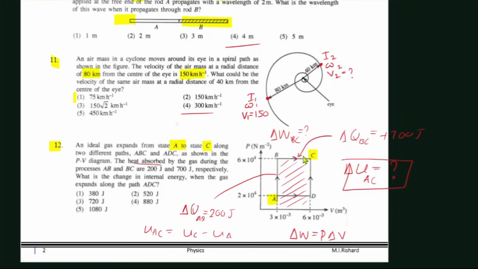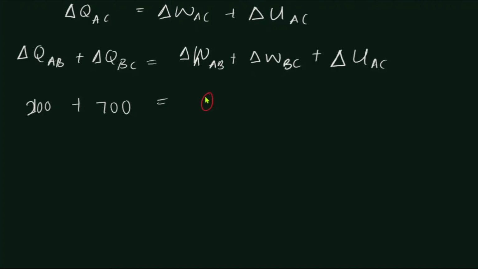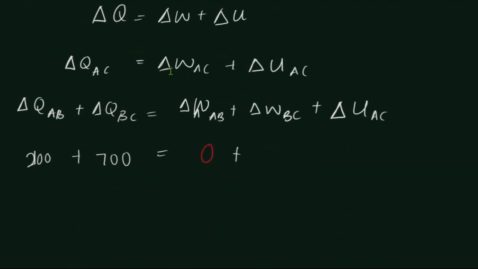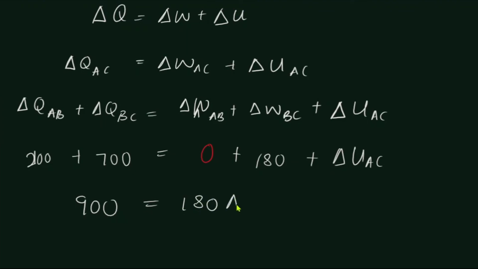What is the work done from B to C process then? It's the area under this curve. We found it, right? A to B is 0. The work done from B to C process, we found it, 180 joules. Now what we need to find is delta U_AC. So 200 plus 700 is 900, minus 180. Delta U_AC in that case is going to be 900 minus 100 is 800, 800 minus 80 is 720 joules.